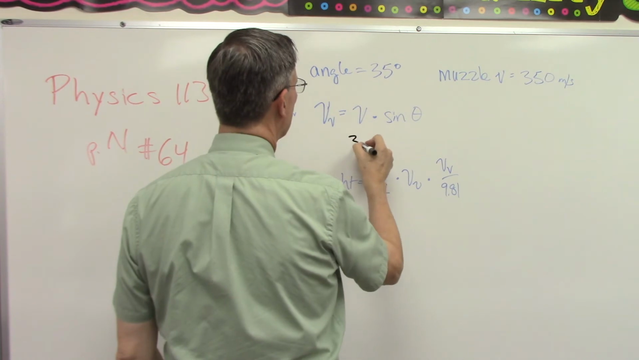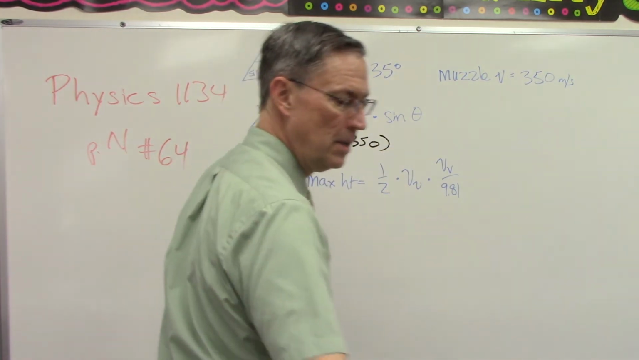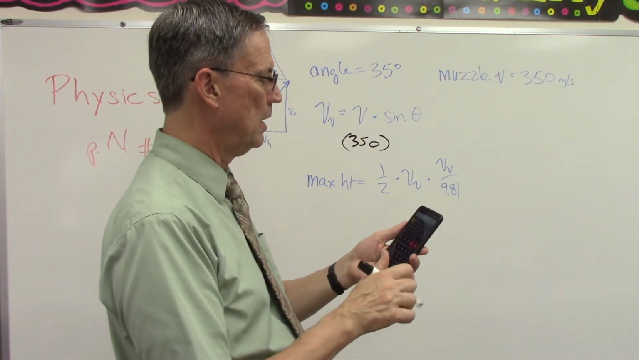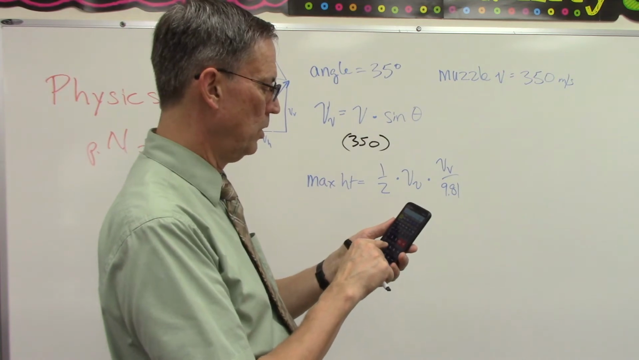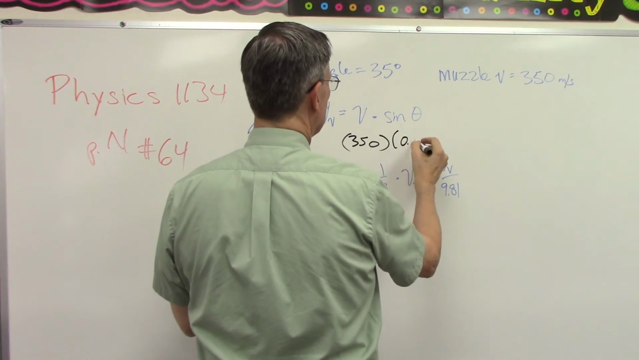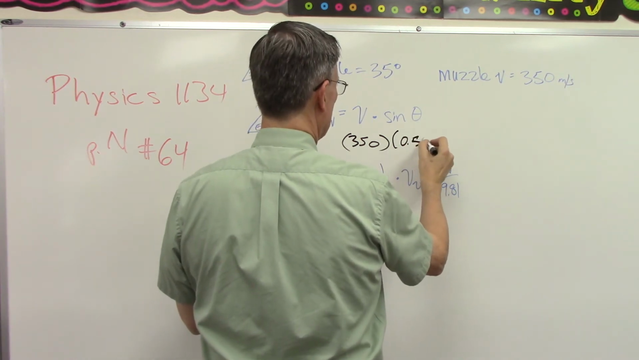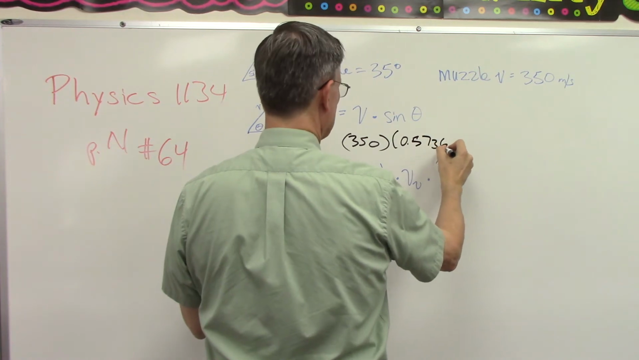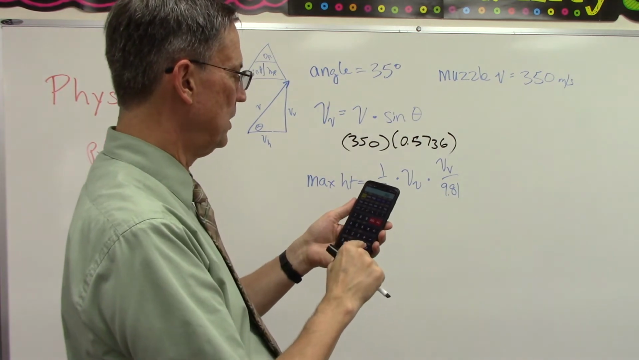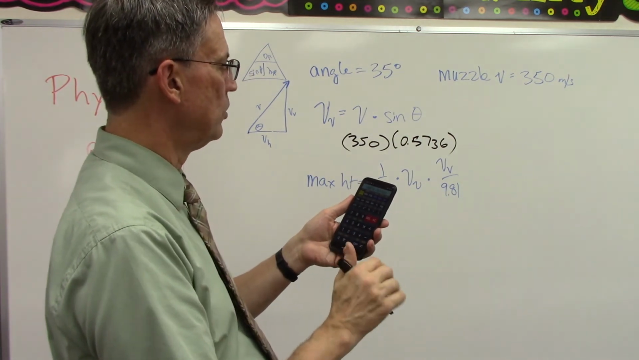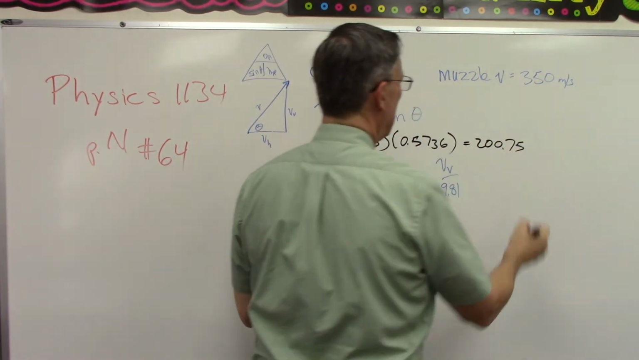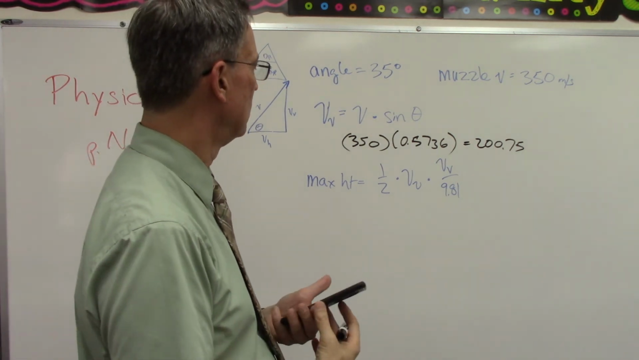Let's plug in 350, and then plug in the sine of 35. Let me get my handy calculator up here. Make sure we're in degrees mode. 35 sine is 0.5736. All right. I'm just going to leave the whole thing on my screen. Times 350 gives me 200.75 as the vertical velocity, okay?